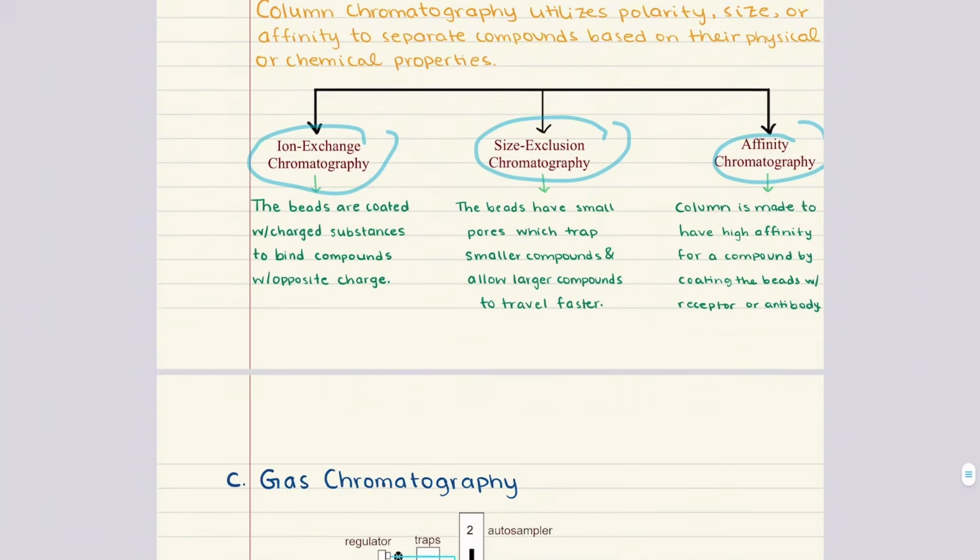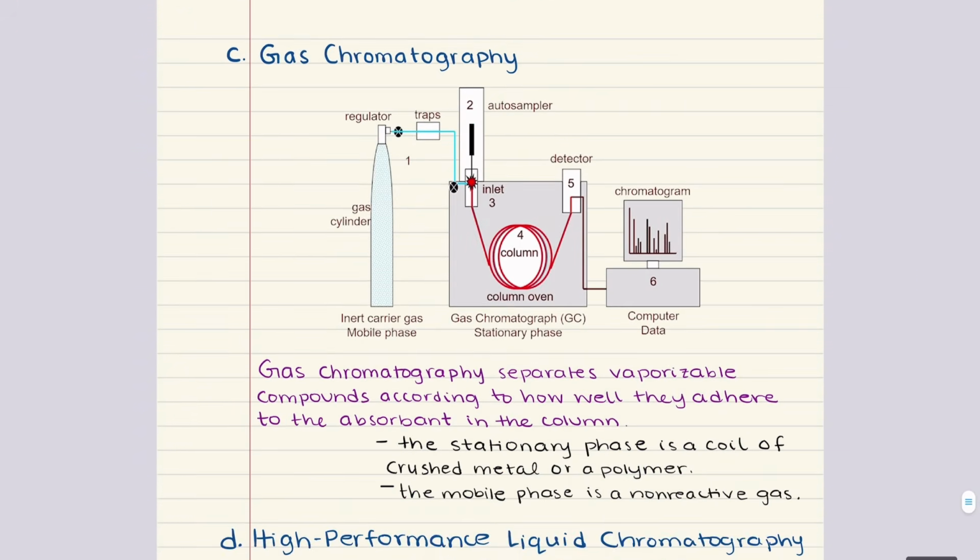Now, to wrap up our chromatography section, I'm going to cover two more advanced techniques very briefly: gas chromatography and high-performance liquid chromatography. Let's start with gas chromatography. This method is used to separate vaporized compounds. So in other words, samples that can be converted into the gas phase.